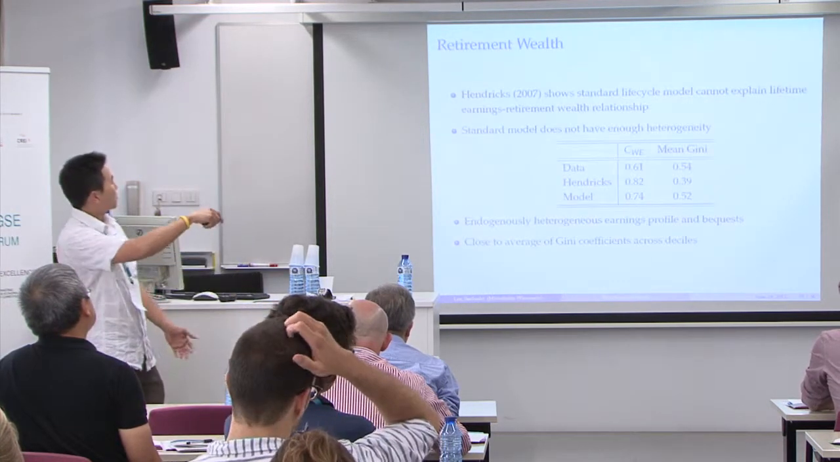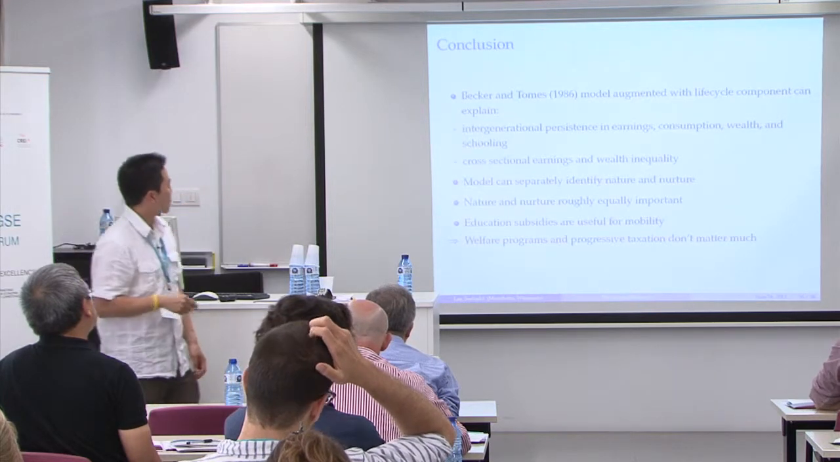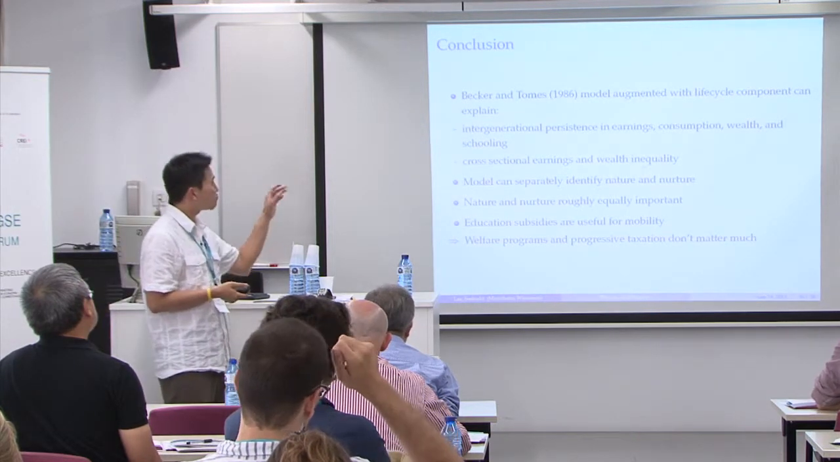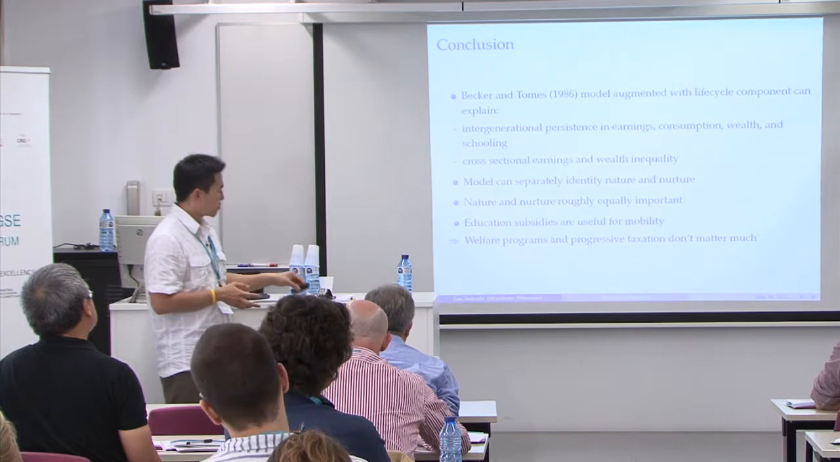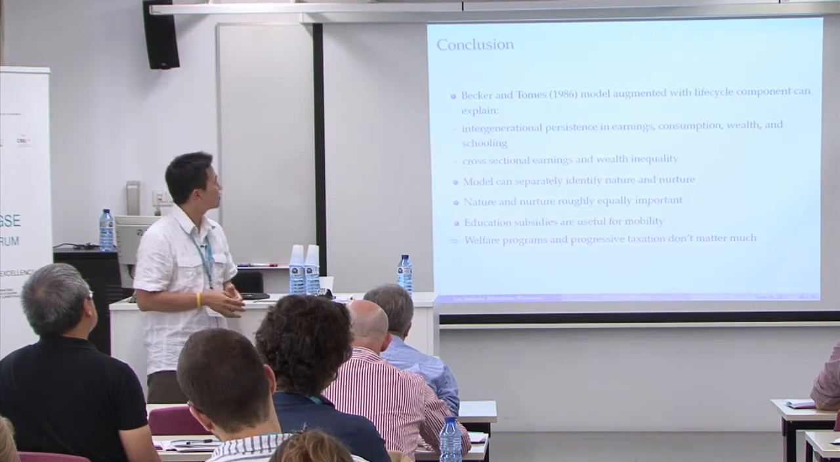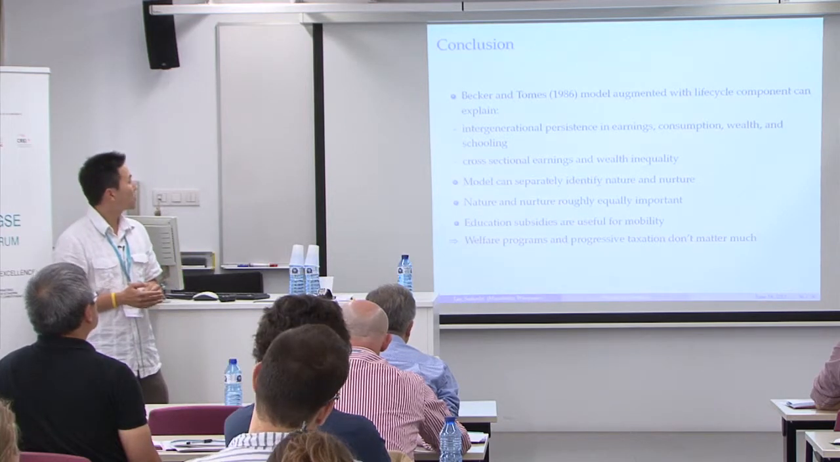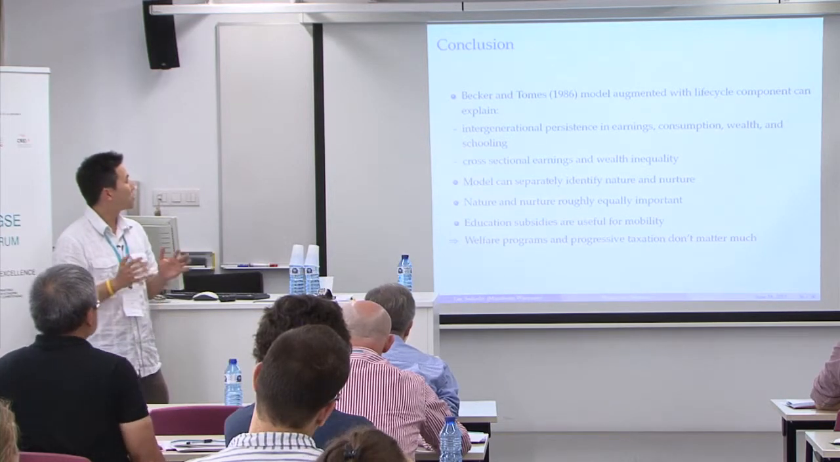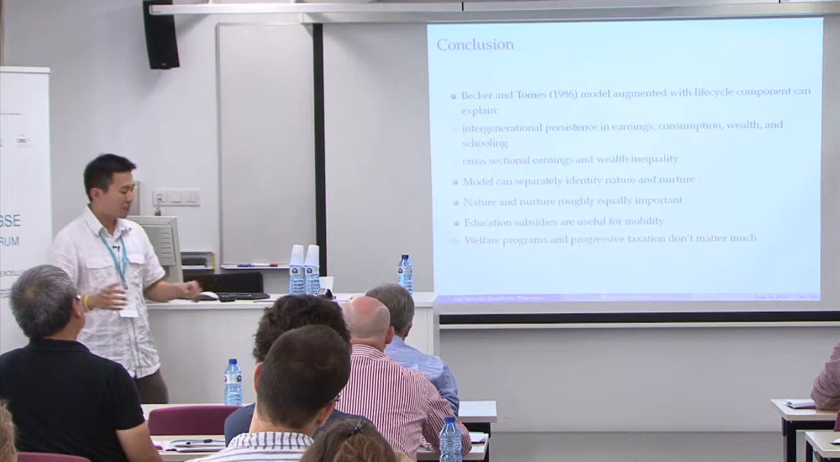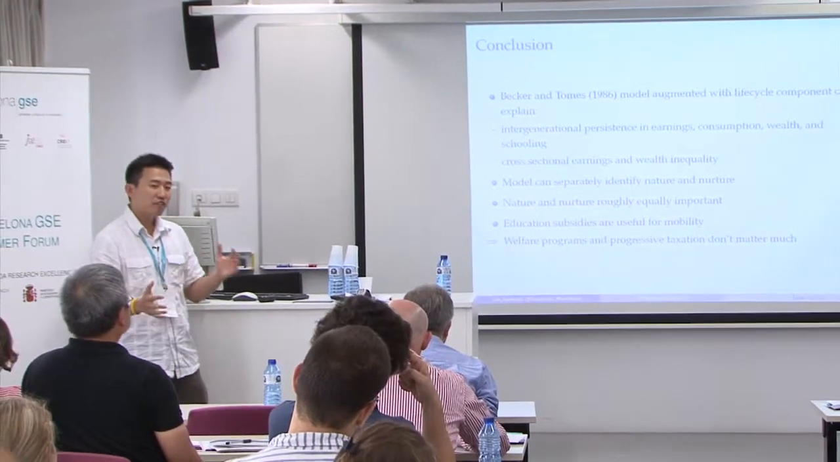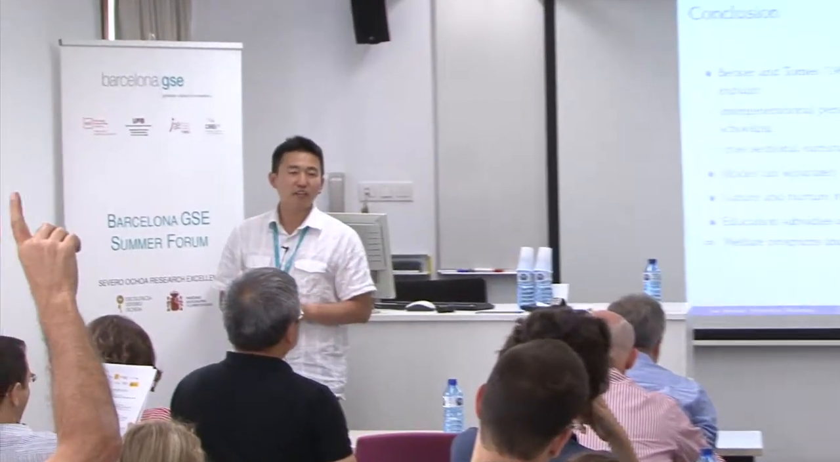Okay, so I'm done, and we have other implications that I won't be able to talk about. In conclusion, we wanted to build a model that can account for some empirical irregularities that the original Becker-Tomes model couldn't account for, and also build in some policies so that we could see whether including an intergenerational component can have more interesting effects that other models didn't.